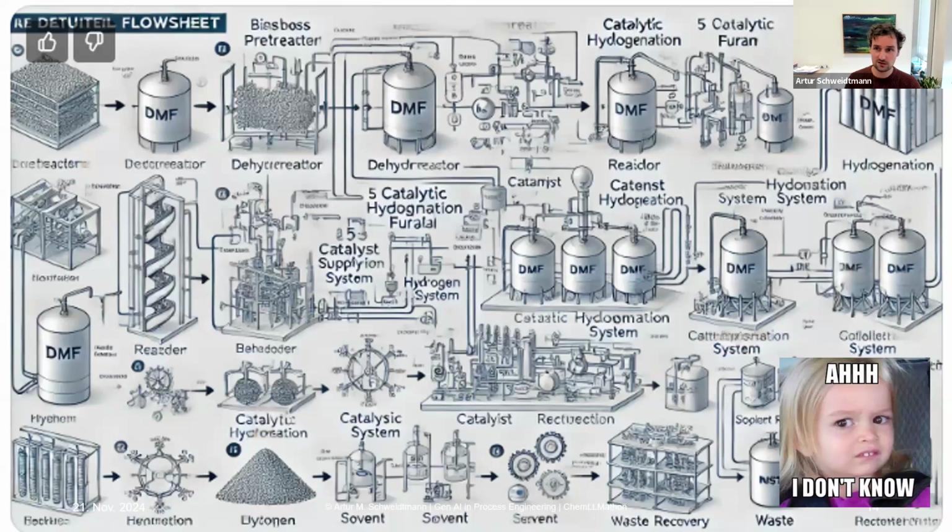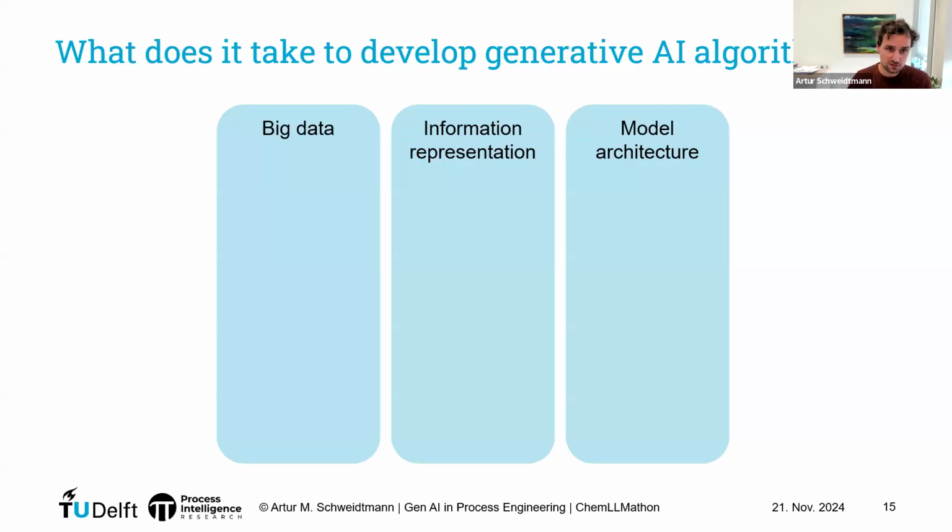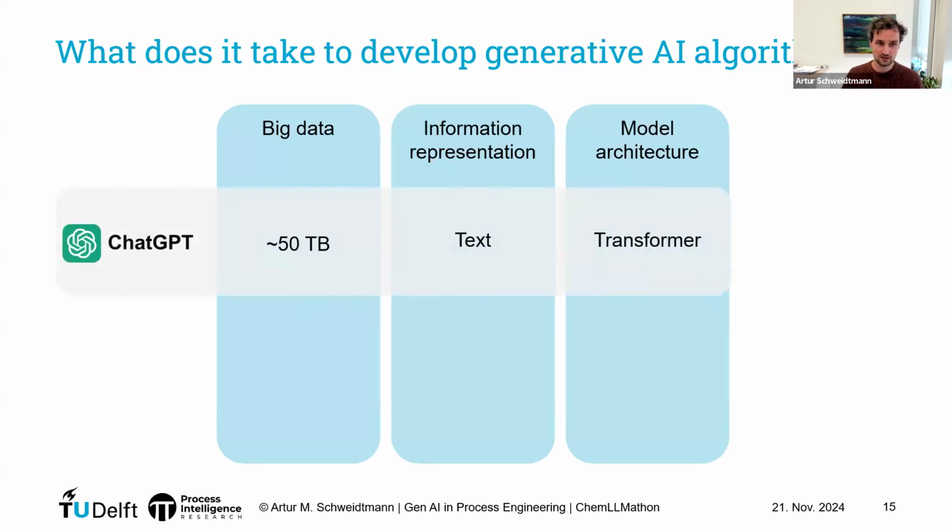So the question is, what does it take to develop GenAI for our domain? And here it's worth thinking a bit high level. Well, what does GenAI actually require? If we look at ChatGPT, they use a lot of data. They represent data as text, and they use some kind of transformer architecture, right? We have also GPU computing, which we need, but it's kind of given by now, right? So these are the 3 main ingredients.